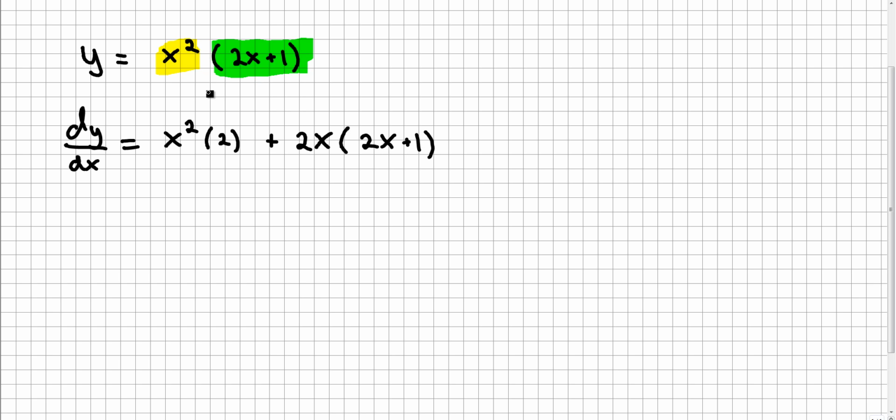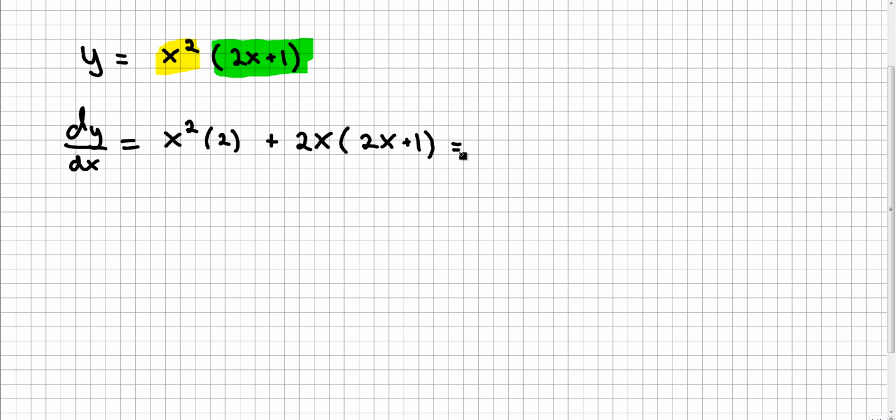So one more time, 2 steps or 2 parts. The first part, we take the first function as it is, and then multiply by the derivative of the second function, then plus. The second part is the derivative of the first function times the second function as it is.